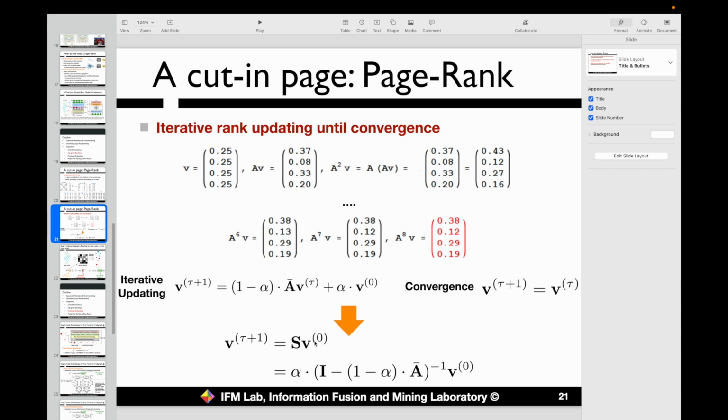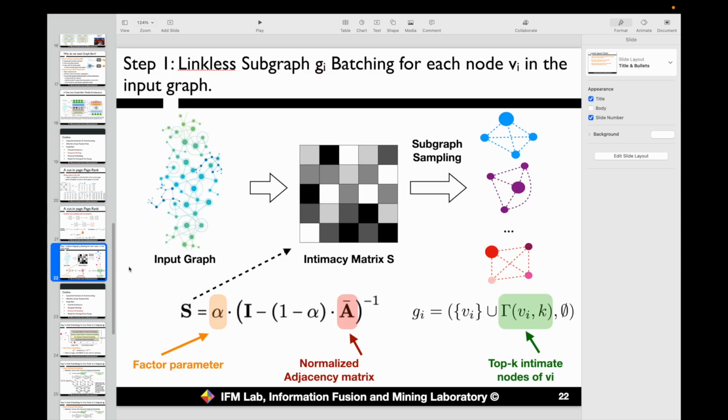So let's come back to the sampling part. How can we sample the subgraphs in the input graph for the representation learning? We do the sampling also based on the page rank scores among different nodes. As we mentioned before, we can define one matrix S for calculating the convergence of ranking scores among different nodes. Actually, this S matrix also measures the closeness among different nodes in the graph. In other words, given an input graph, we can define its corresponding matrix S to measure how close other nodes are in the input graph.